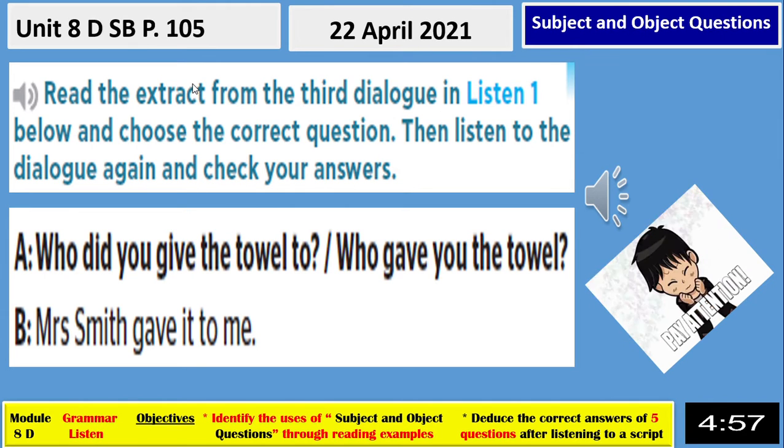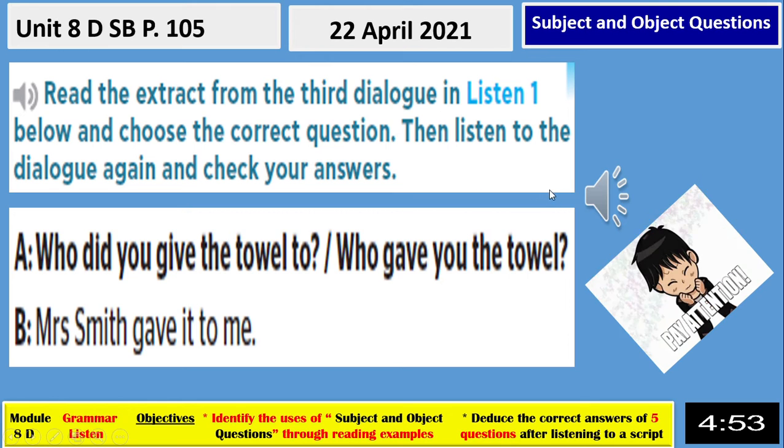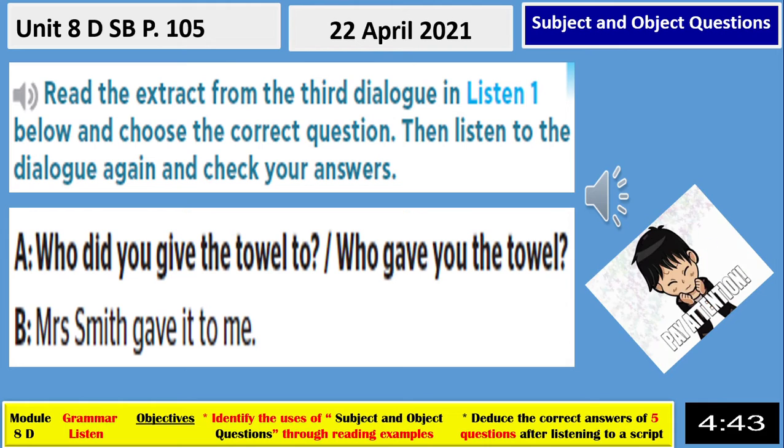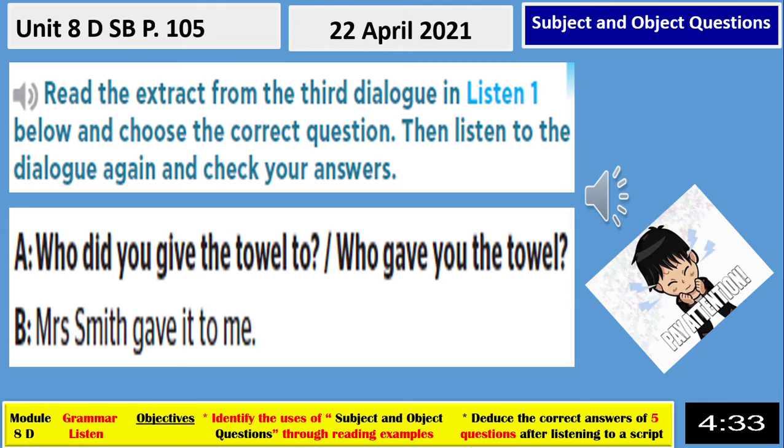Now it's your turn. Read the sentences in the dialogue. Listen below and choose the correct answer. You can listen to the dialogue again to check your answer. Listen carefully. Grammar, A. Read the extract from the third dialogue in Listen 1 below and choose the correct question. Then, listen to the dialogue again and check your answers. Who gave you the towel? Mrs. Smith gave it to me.